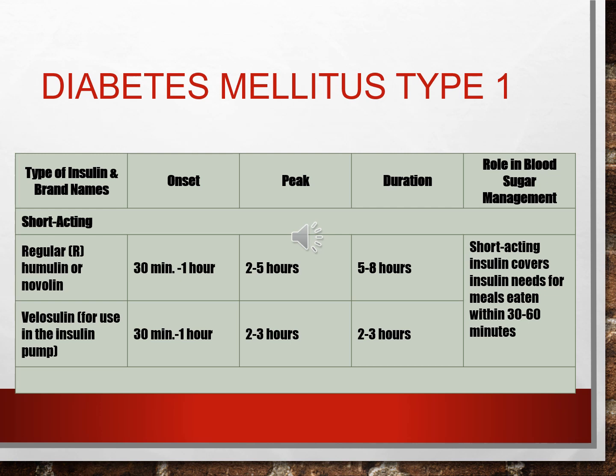Few of those short-acting insulin. So things like regular insulin, Humalog or Novolog, and then the one that is used in the pump. Keep in mind that short-acting insulin covers insulin needs for meals eaten within 30 to 60 minutes. If you aren't familiar with the different insulins, I want to encourage you to go over these charts and go back and do some research.